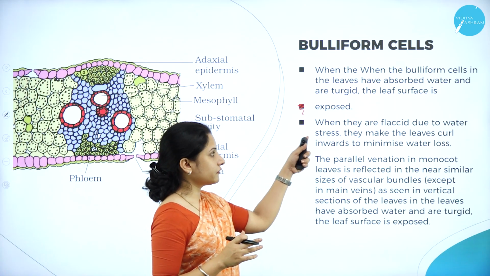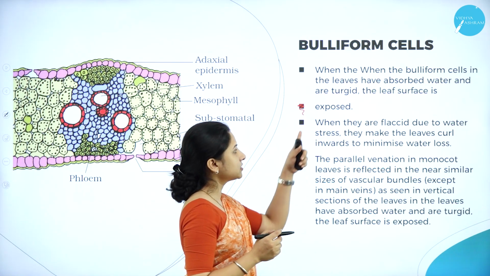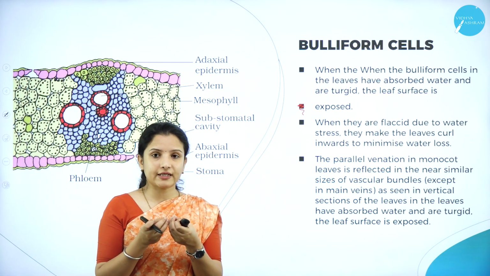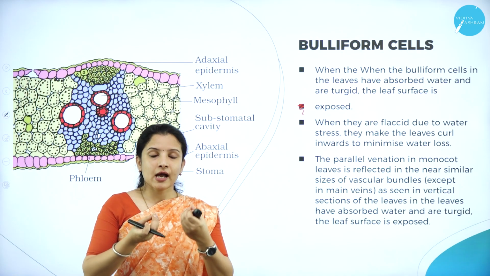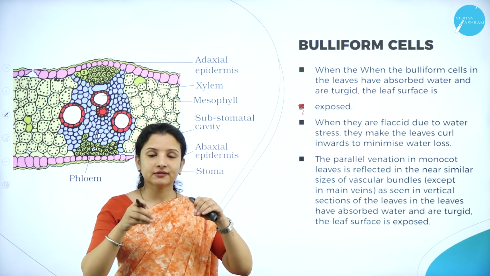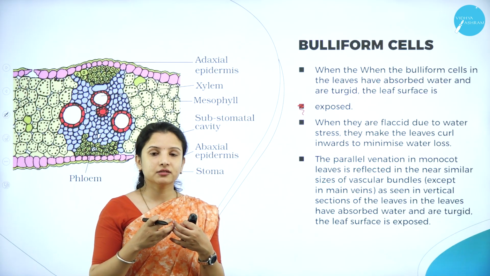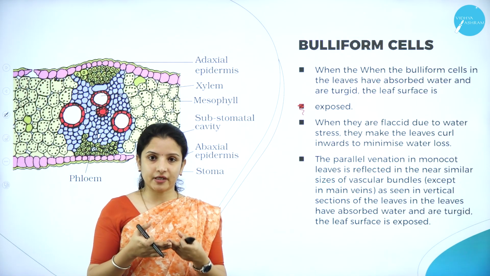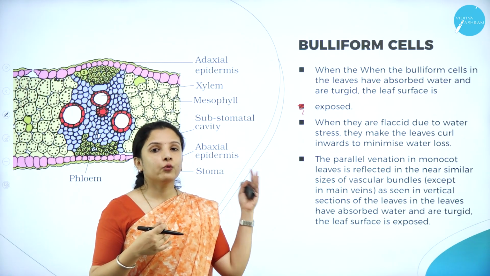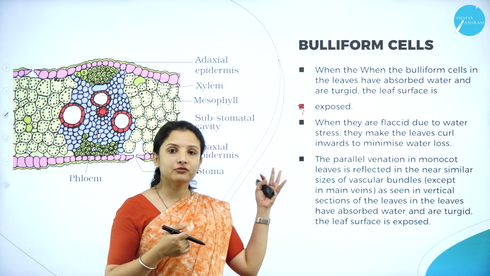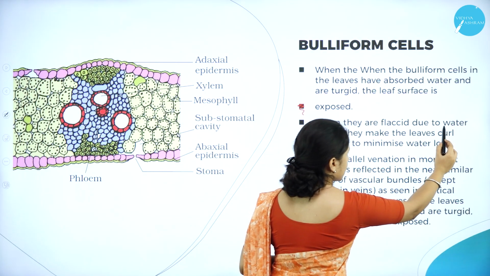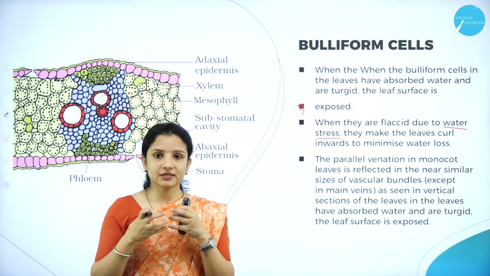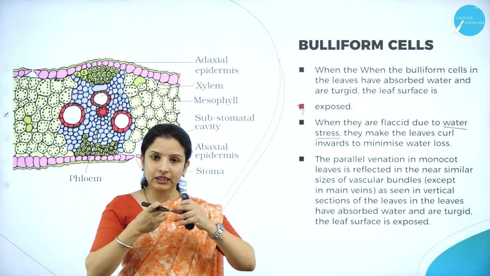So that is one important function. And sometimes what happens is that the bulliform cells make the cells flaccid. When the cells become flaccid, the cells shrink and the sides of the leaves actually curl. Why does it curl? Because if it is curled, then the transpiration rate will be reduced or stopped. Therefore, whenever there is scarcity of water, that is during water stress, whenever there is a drought condition, these bulliform cells make the epidermal cells flaccid and make the leaves curl.